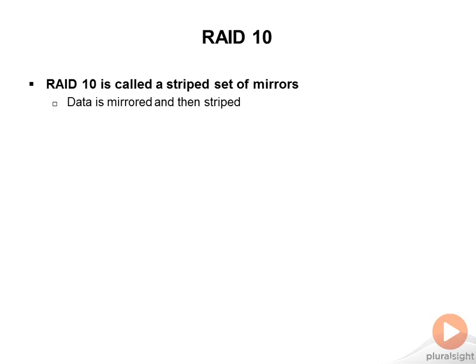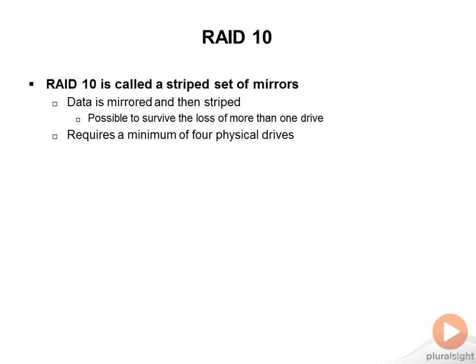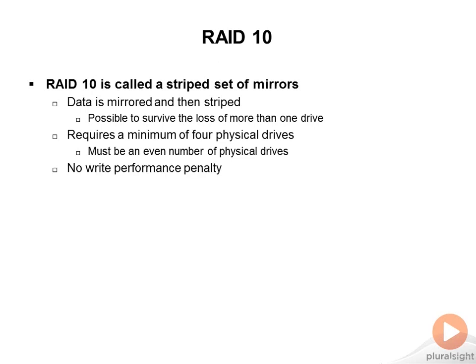Next, we have RAID 10. RAID 10 is called a striped set of mirrors. Your data is mirrored and then striped across multiple drives. With this setup, it's possible to survive the loss of more than one drive. RAID 10 requires a minimum of 4 physical drives, and the number has to be an even number when you're using RAID 10. RAID 10 does not have a write performance penalty like RAID 5 does or RAID 50 does, so it's very well suited to write-intensive workloads.